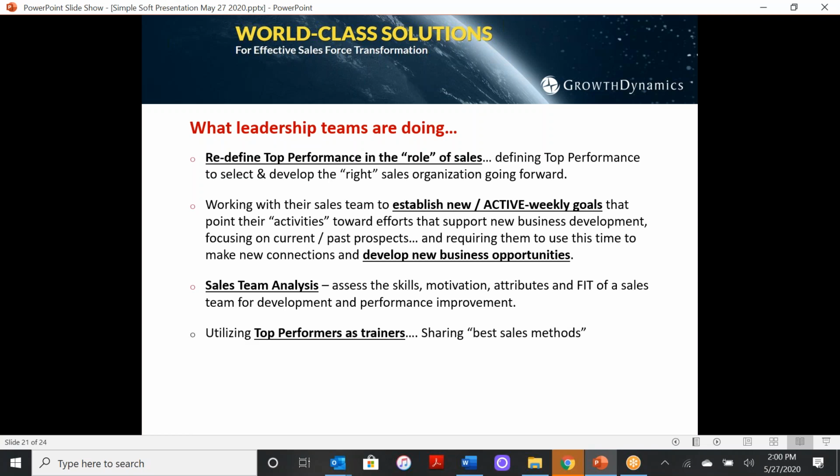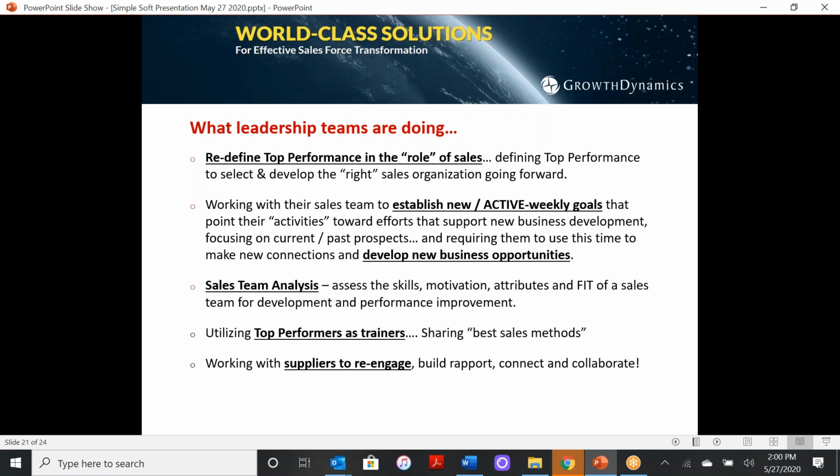A couple of last ones is utilizing your top performers as trainers. So few companies do this, when some of the people on your team are just phenomenal at what they do, and they don't actively share how or why they do their job. I will tell you it's a very valuable thing to do, because when they share their best sales methods or how they go about doing their job, not only are they educating those people, but it's reinforcing for that salesperson why they're effective and what they're successful at. And it's just a really big compliment.